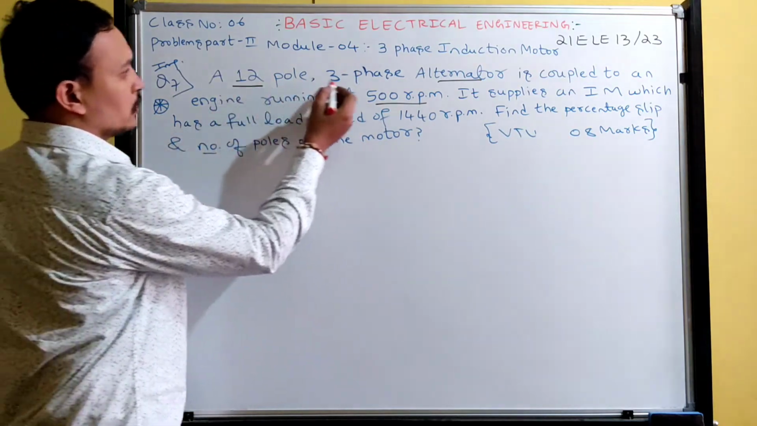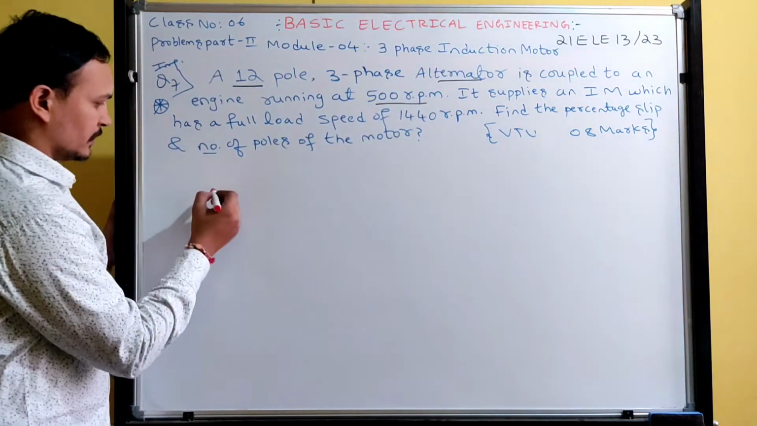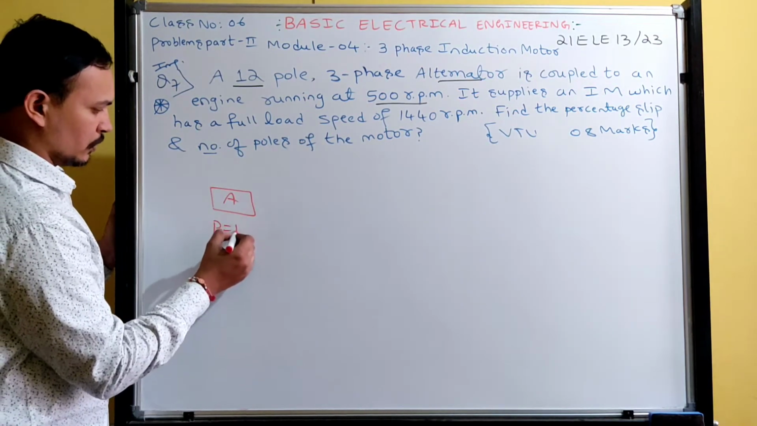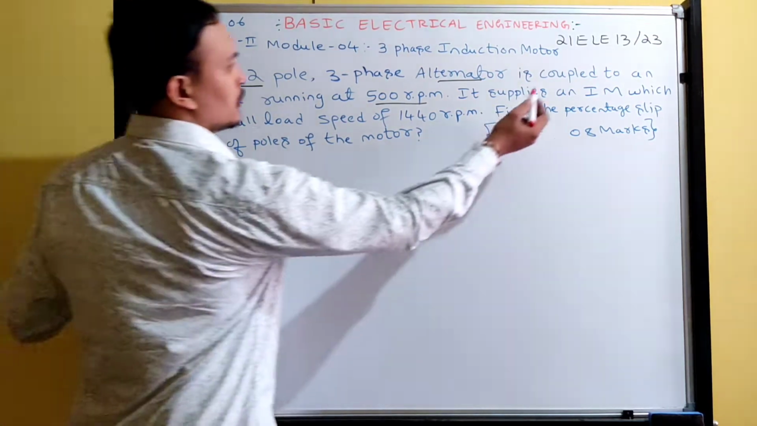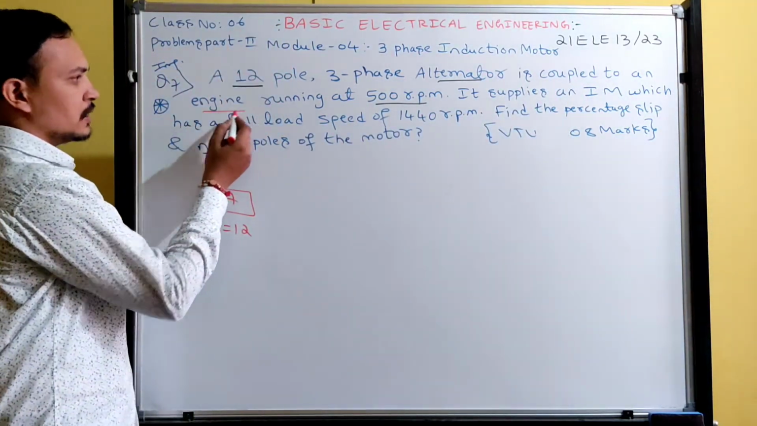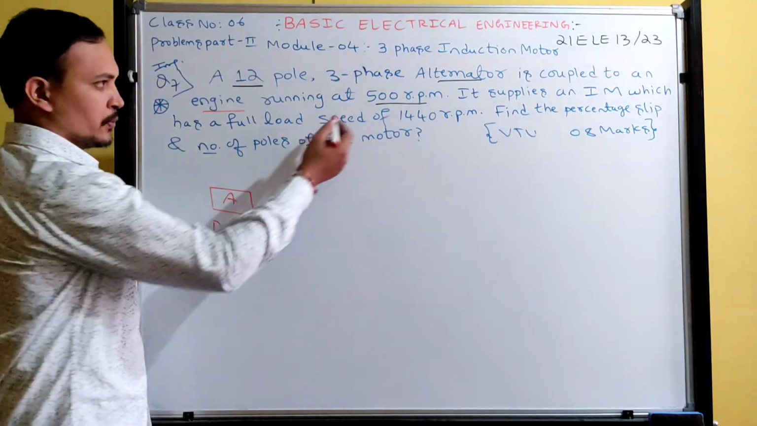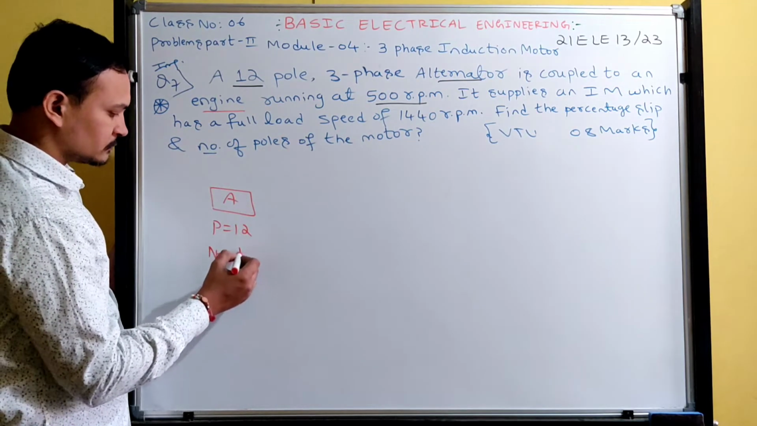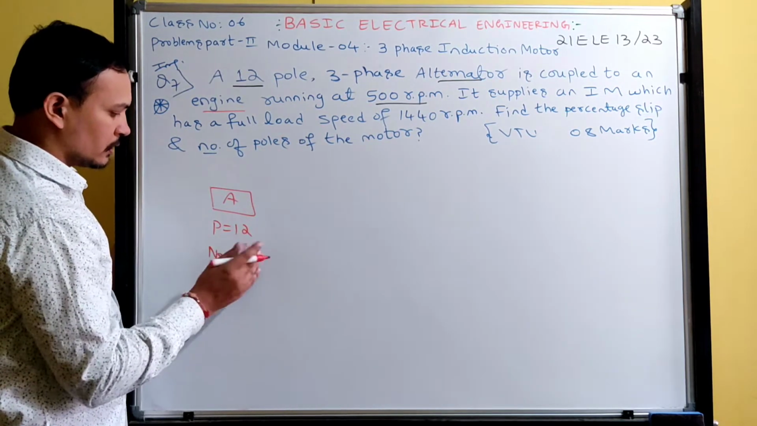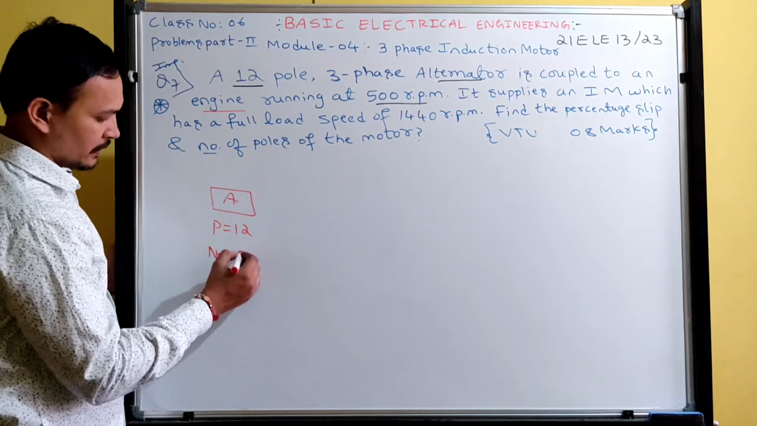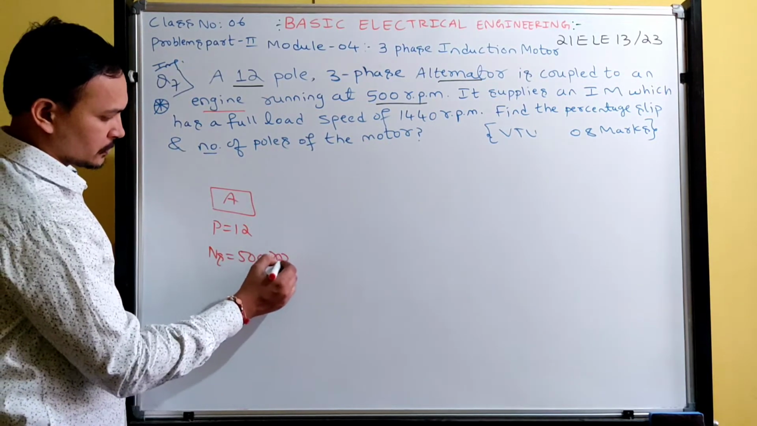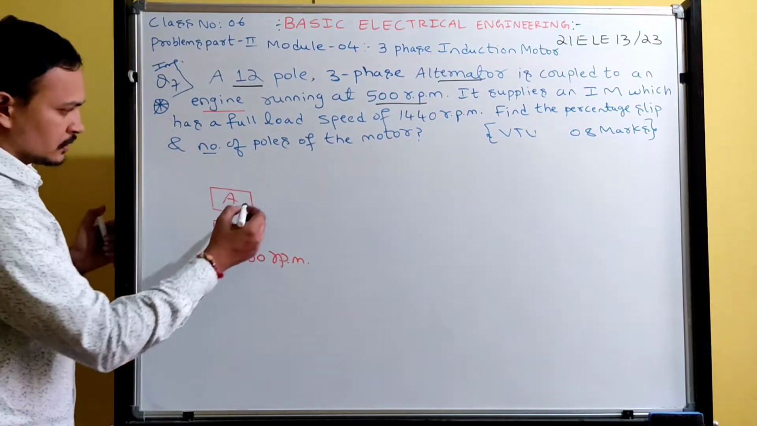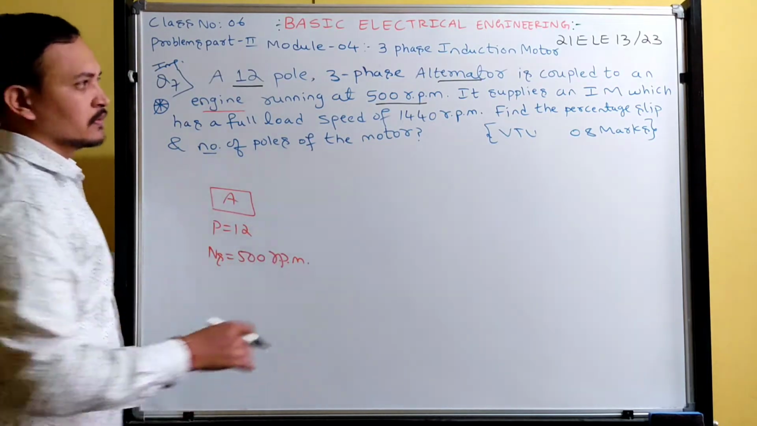A 12 pole 3-phase alternator means there is an alternator having 12 poles, coupled to an engine. The alternator is coupled to some mechanical input, and the alternator is running at a speed Ns equal to, what is the speed? Very good, 500 rpm. So the speed is 500 rpm. From this, later we can find the frequency.